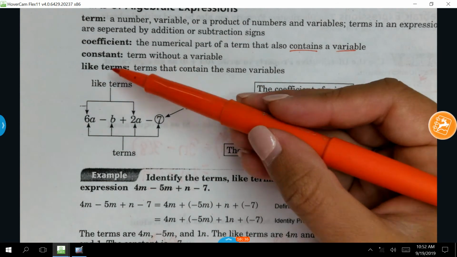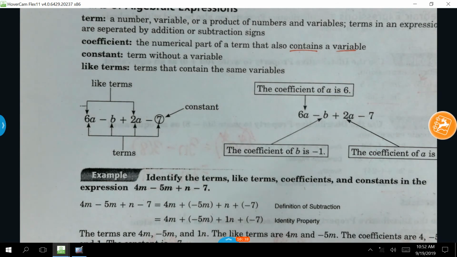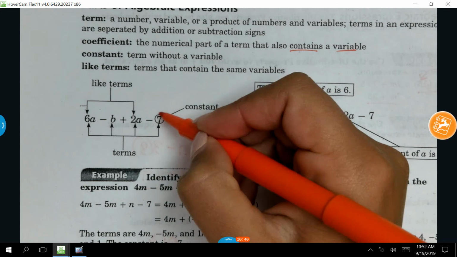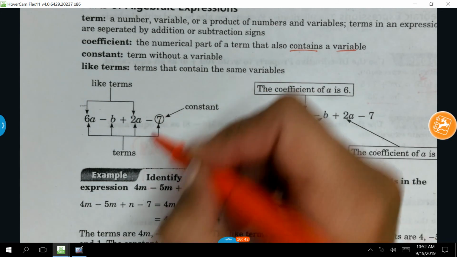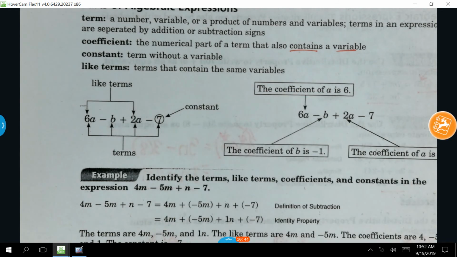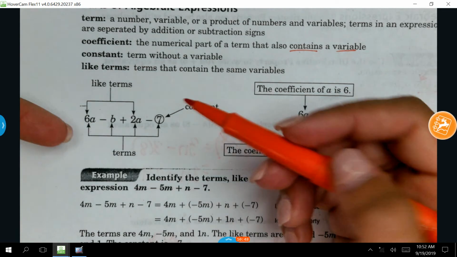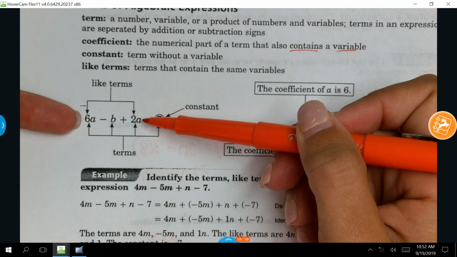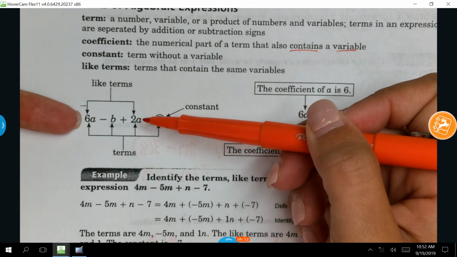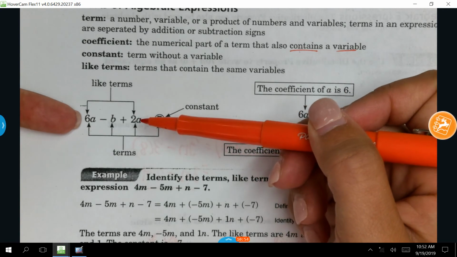And then we have a constant, which is just a number. So it's not a number with a variable, it's just a simple number. So in this case, it would be negative 7. Okay. And then our like terms are terms that contain the same exact variable. So because 6a and 2a both have an a in them, they are like terms because they both have a's. Okay.